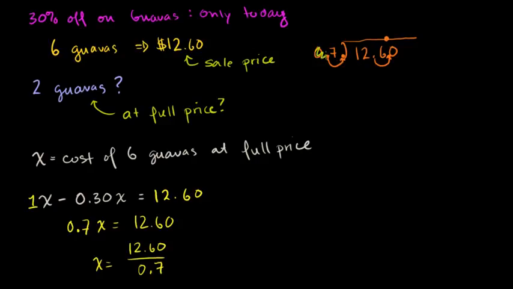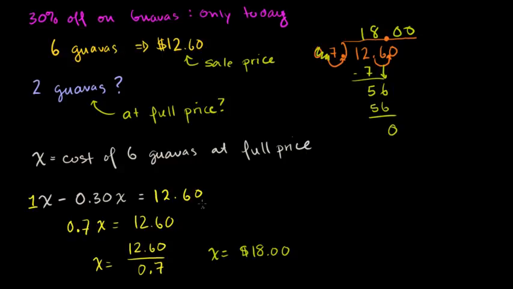So this is now a 7, not a 0.7. 7 goes into 12 one time. 1 times 7 is 7. 12 minus 7 is 5. Bring down the 6. 7 goes into 56 8 times. 8 times 7 is 56. And then we have no remainder. So it's 18, and there's nothing behind the decimal point. In our case, $18. So x is equal to $18.